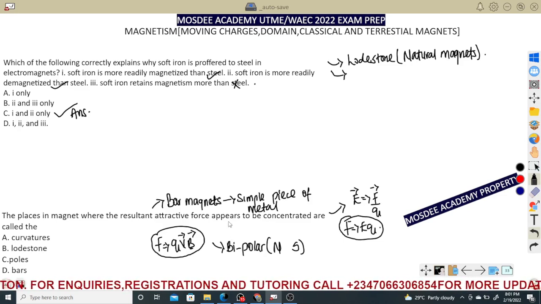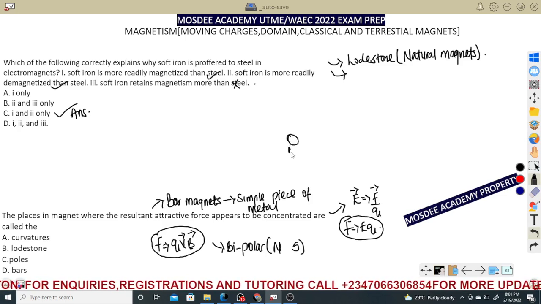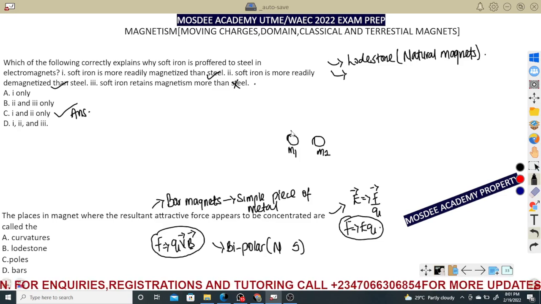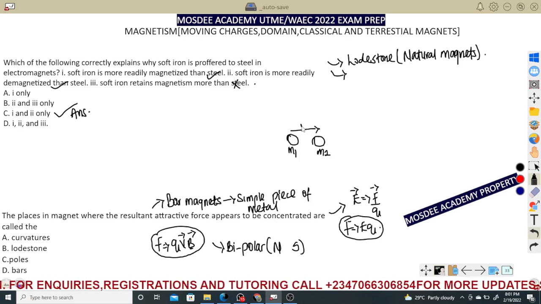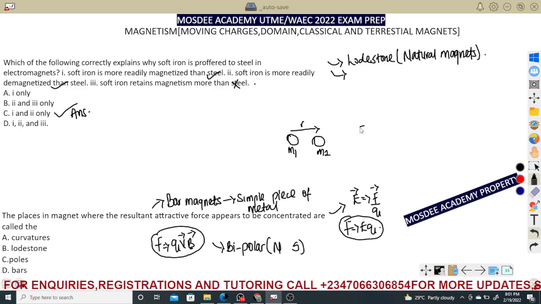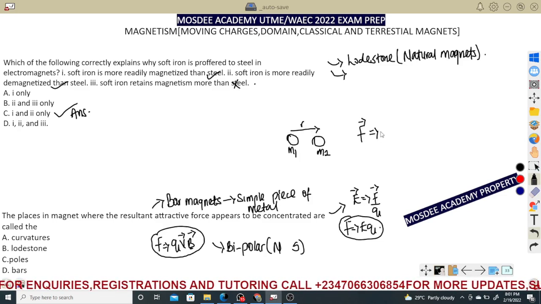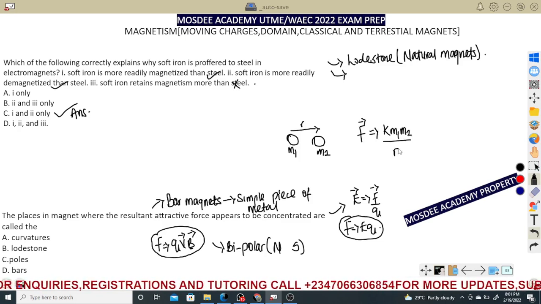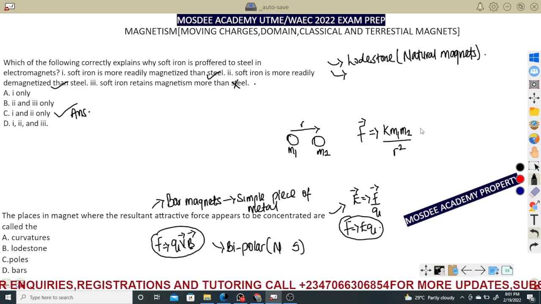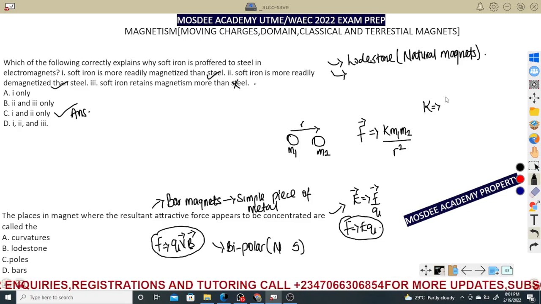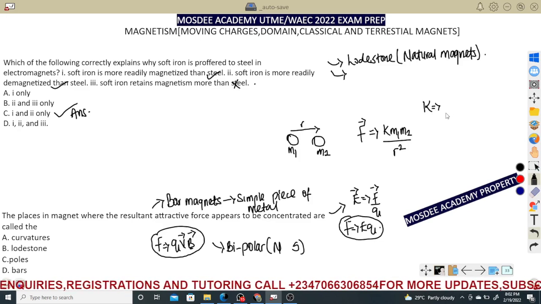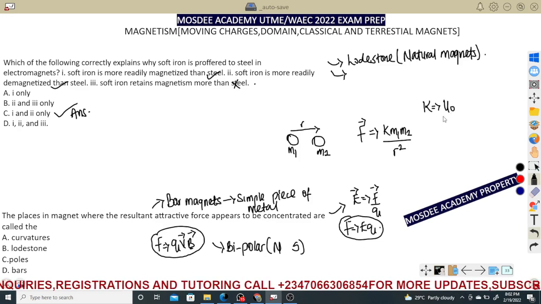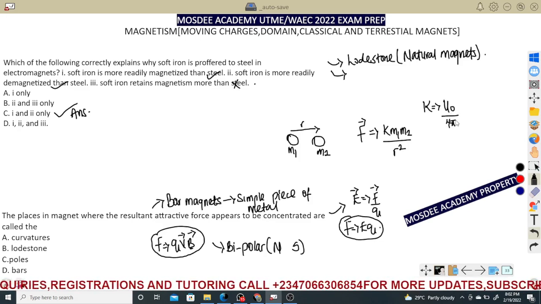also exists for magnets. For example, when you have two magnets, magnet 1 and magnet 2, separated by a distance r, the same Coulomb's law says the force acting on them is equal to K, the product of the first and the second magnet, divided by the square of the distance. But this K is not 1 over 4 pi epsilon naught. In this case, K is defined using permeability, and it's given as mu naught over 4 pi. So always keep that at the back of your mind.